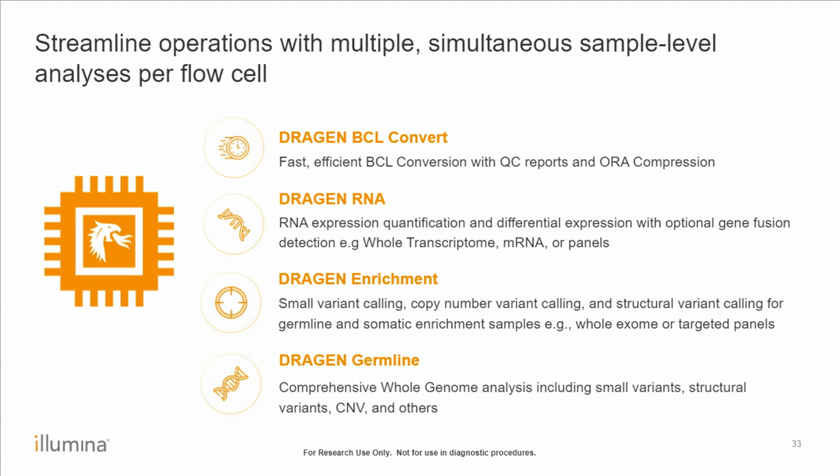DRAGON enrichment with small variant calling, copy number variant calling, and structural variant calling for germline and somatic enrichment samples, for example, whole exome or targeted panels, and DRAGON germline with comprehensive whole genome analysis, including small variants, structural variants, CNV, and others. And we continue to invest in building more analysis pipelines for DRAGON onboard NovaSeq X series.